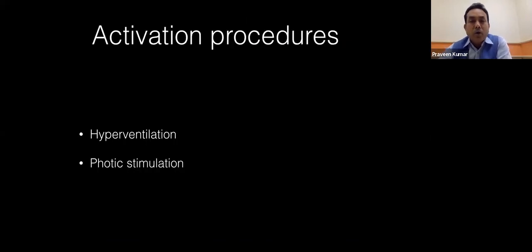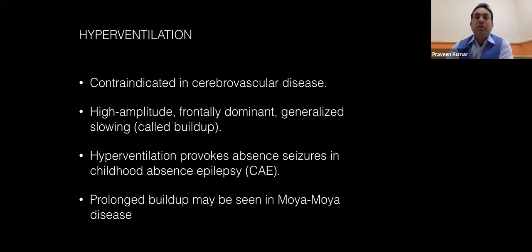Coming to the second part of the normal waveforms, we do the activation procedures. Commonly, we do hyperventilation and photic stimulation. Hyperventilation we do for around 3 minutes. Normally, we don't do it in children with stroke or moyamoya because that can give rise to cerebral ischemia and you can precipitate further brain damage. It provokes absence seizures. We have all been taught about the absence seizure theory as a spike and wave because of the hyperventilation.